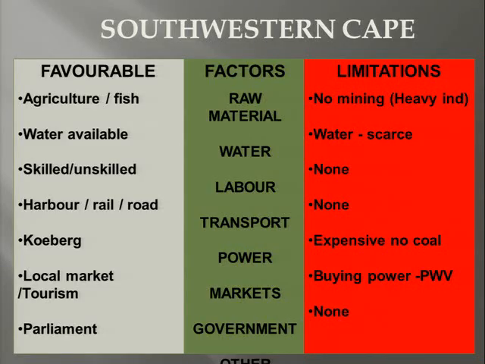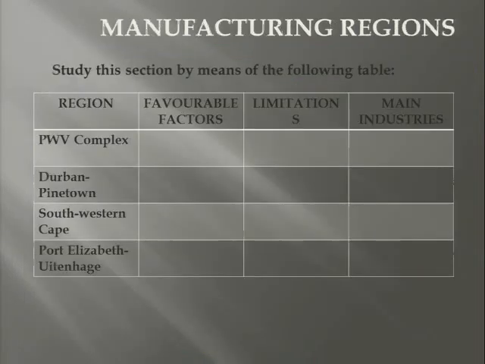What have I done here, guys? I have put the factors that determine location of industries in the middle, and then I have put my table, say, favorable factors and limitations, and I looked at the factors which are favorable. Do they have enough water? No, there's not enough water. Do they have labor? Yes, they have enough labor. They have skilled labor and they have unskilled labor. This is how I propose we do as we prepare.